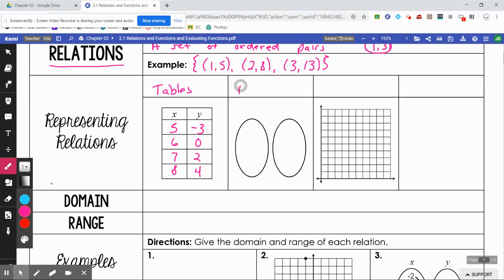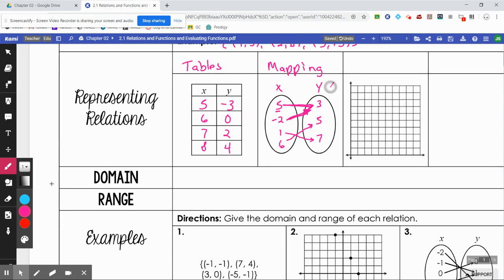We could also represent a relation as a mapping, to where one circle represents the x's and the other oval represents the y's. And a mapping again shows which x's are related to which y's. Like in this one, 5 is related to 3. -2 is also related to 3. I want you to start thinking again of x's and y's as inputs and outputs. If I were to put 5 into this relation, I would get 3 out. If I were to put in a -2, I'd get 3, and so on and so forth.